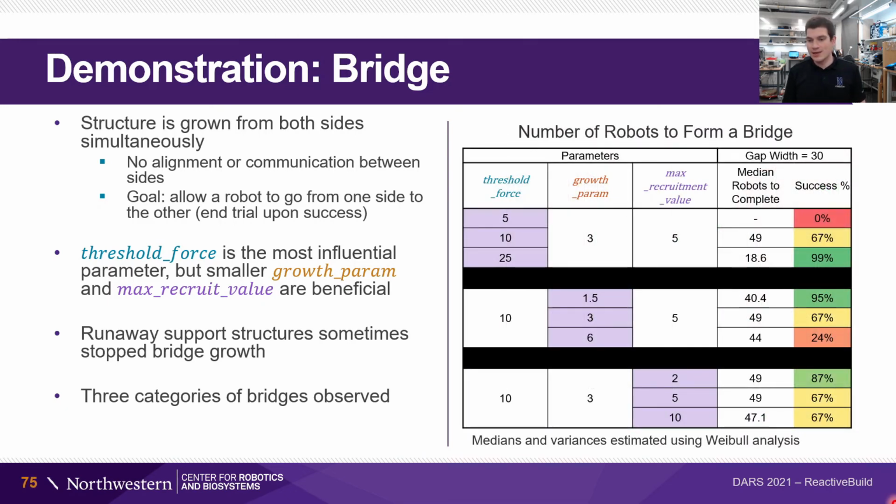Threshold force was, again, the most influential parameter in terms of determining success rate, where we define success rate as: within 100 robots, was one robot able to successfully cross that bridge? However, we also see that growth parameter and max recruitment value are in fact very important for bridge growth. As you can see here, lower values of the growth parameter result in higher success rates, significantly so. And the same is true for the maximum recruitment value.